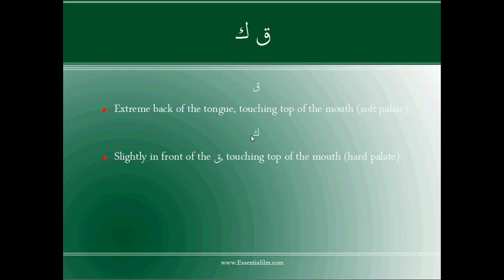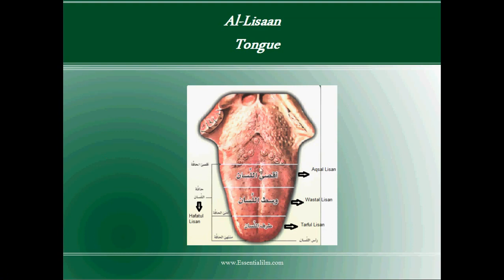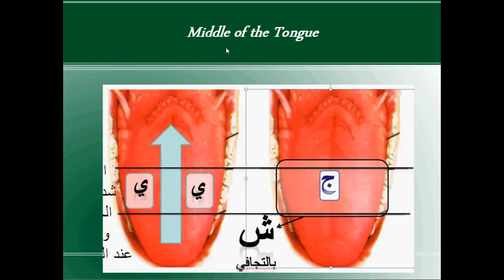And kaf is slightly in front of the qaf, touching the top of the mouth, the hard palate. So qaf is all the way in the back, kaf is slightly in front of that, and the kaf touches the hard palate, the qaf touches the soft palate. So to go back, the qaf would be right here, the kaf would be right here. Now the middle of the tongue.